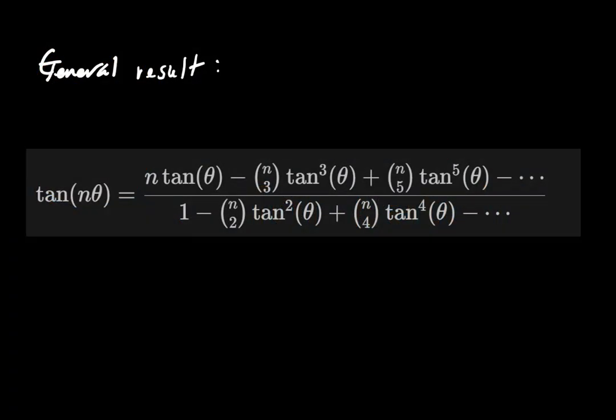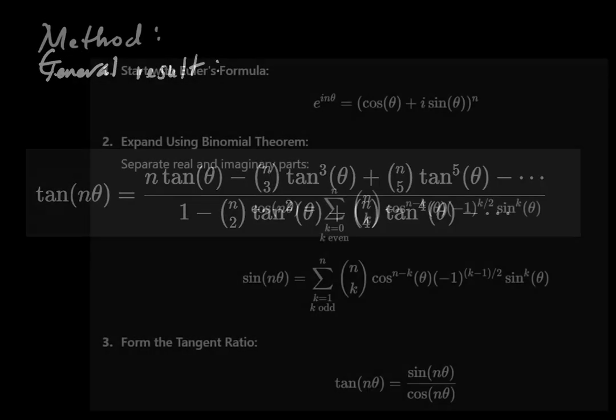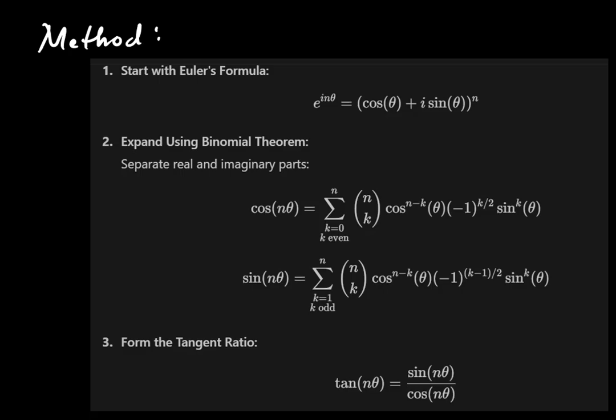In case you are curious about why we have the triple angle formula for tangent, here is the general result for tangent n theta. This powerful identity can be derived using Euler's formula. Expanding this using the binomial theorem, we separate the real and imaginary parts. We have, and then form the ratio, tangent n theta equals sin n theta over cos n theta, resulting in the alternating series we just mentioned.